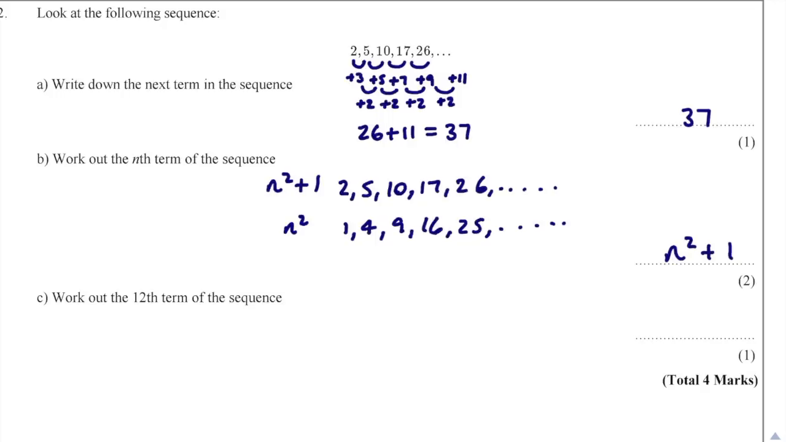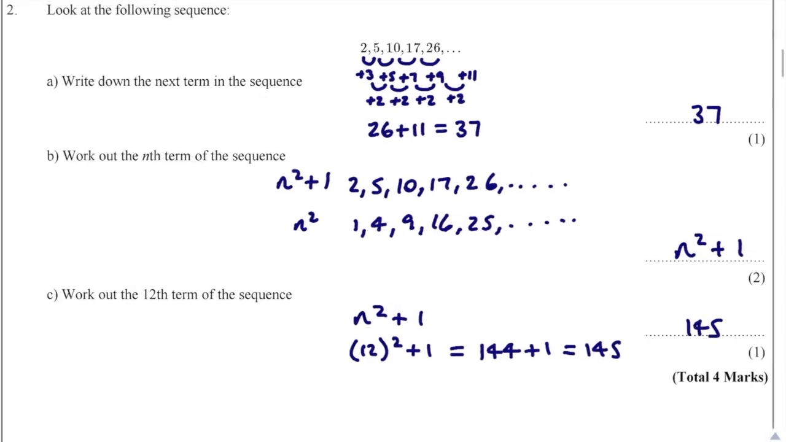And then part C says work out the 12th term of the sequence. Well, we can just use the formula n squared plus 1. Then we just need to replace n with 12. So we get 12 squared plus 1. 12 squared is 144. Plus 1 is 145. And that is question 2.